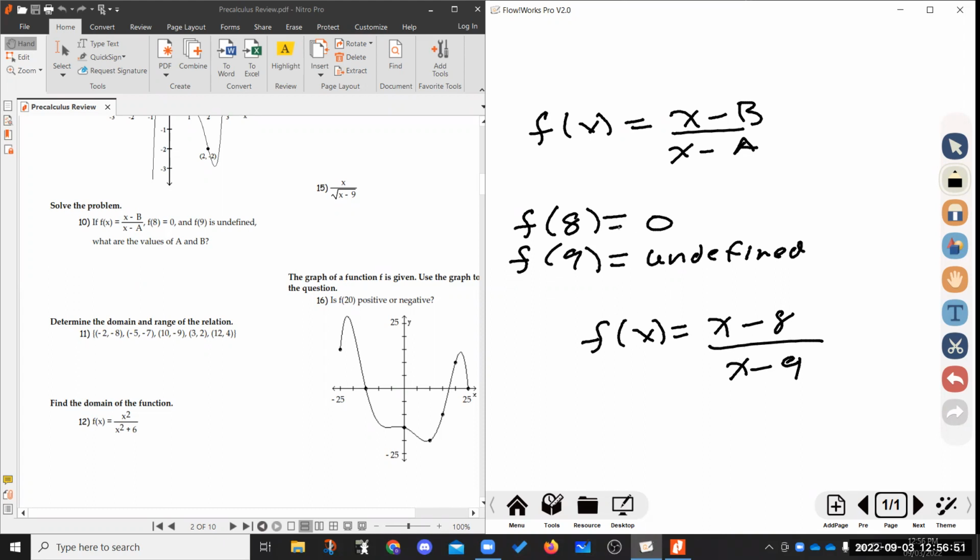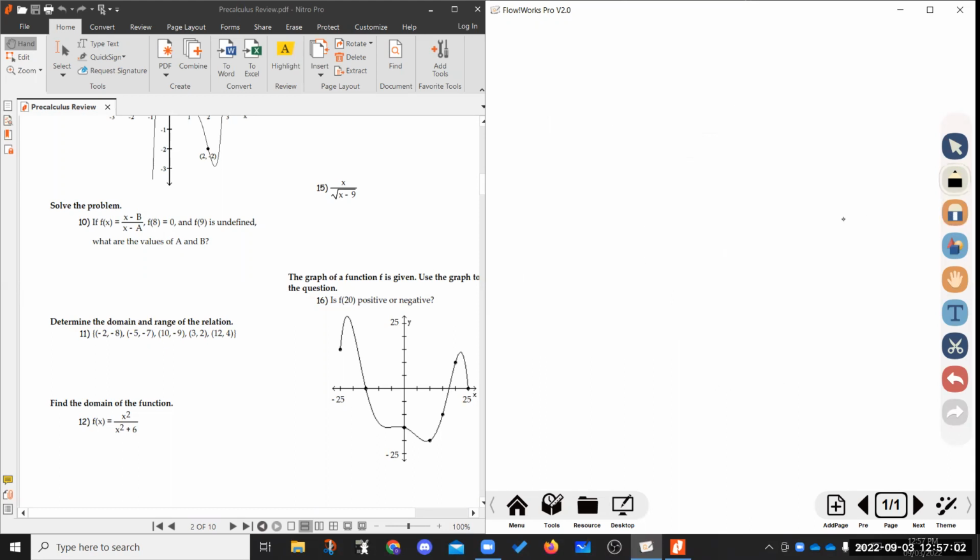So this is just realizing that you get 0 when the numerator is 0 for a fraction, and you get undefined when there's a 0 in the denominator. That's all that that is.